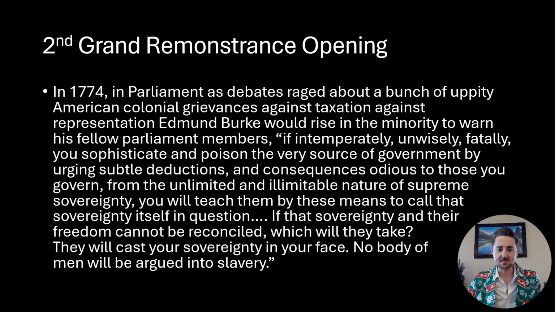So in 1774, in Parliament, as debates raged about a bunch of uppity American colonial grievances against taxation, against representation, Edmund Burke, a member of Parliament, would rise in the minority to warn his fellow Parliament members, and I quote, "If intemperately, unwisely, fatally, you sophisticate and poison the very source of government by urging subtle deductions and consequences odious to those you govern from the unlimited and illimitable nature of supreme sovereignty, you will teach them by these means to call that sovereignty into question.